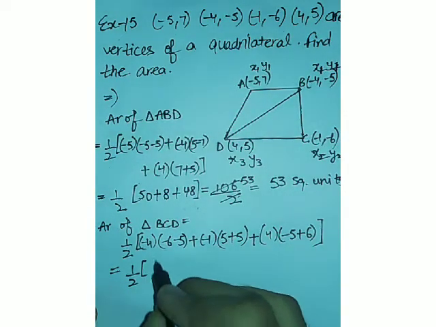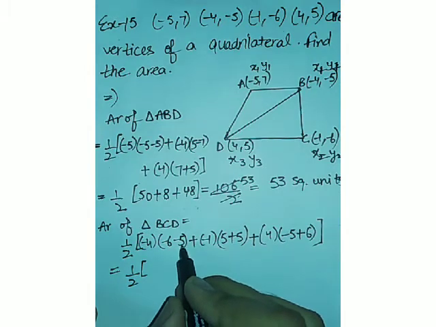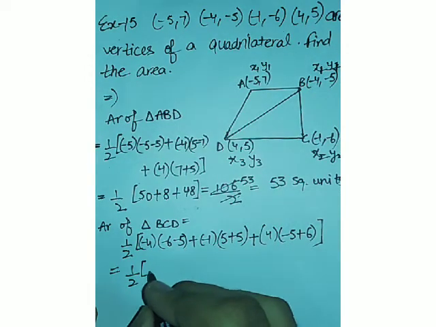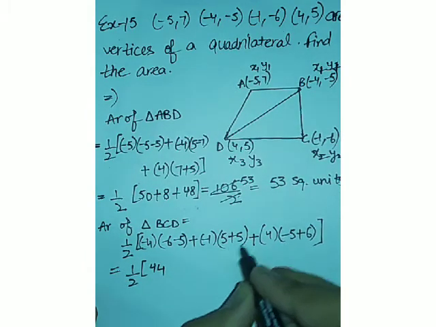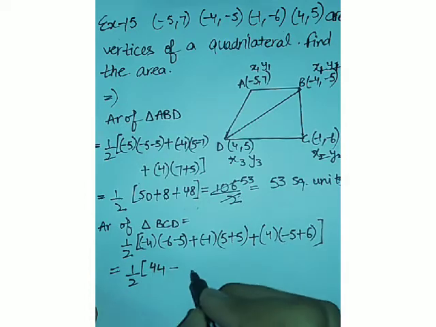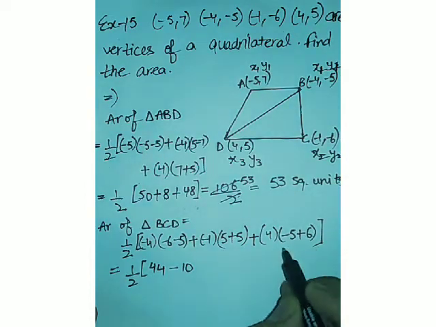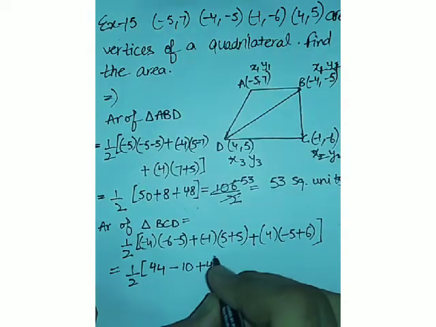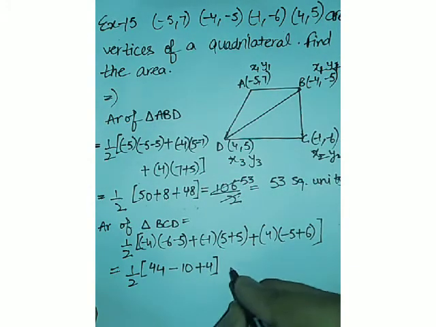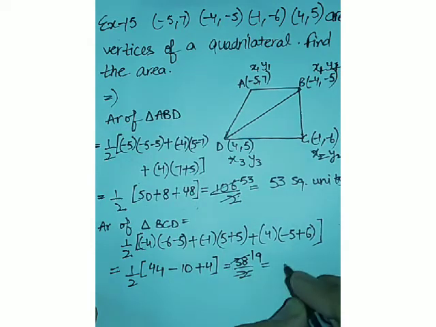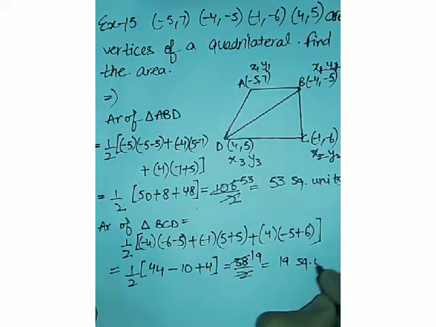Which will be equal to 1 upon 2, minus 6 minus 5, minus 11, times minus 4, when multiplied will be 44. 5 plus 5 is 10, 10 times 1 is 10, that will be minus 10. 6 minus 5 is 1, 4 times 1 is 4. So 44 plus 4, that is 48. 48 minus 10, that is 38 upon 2. 2 19s are 38. You will get 19 square units.